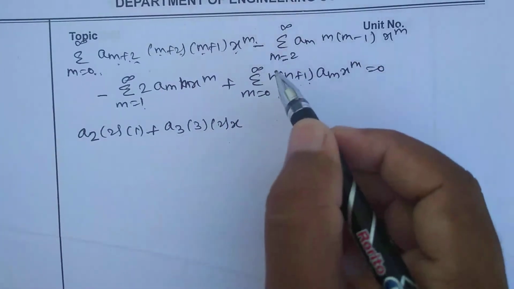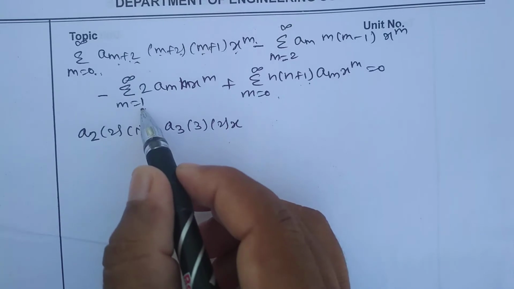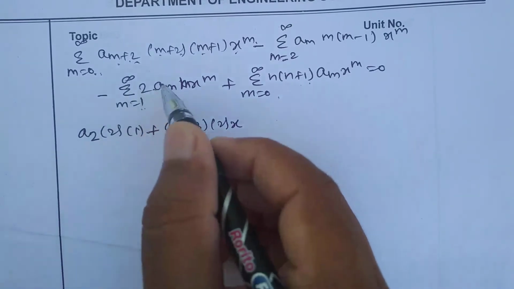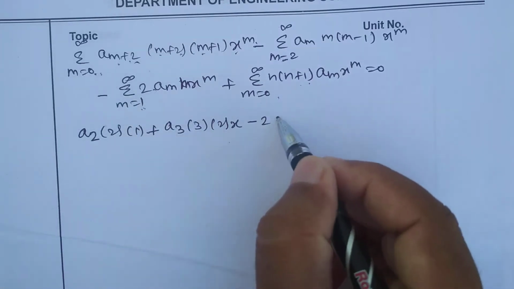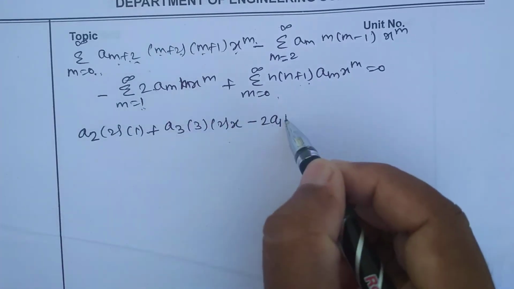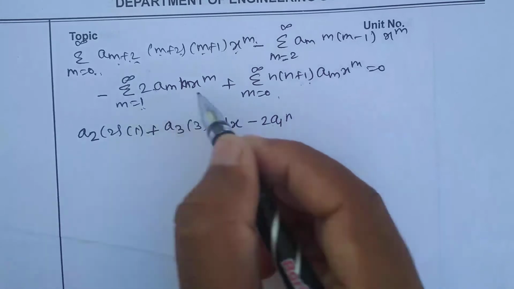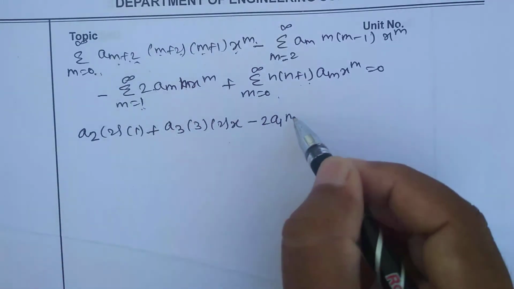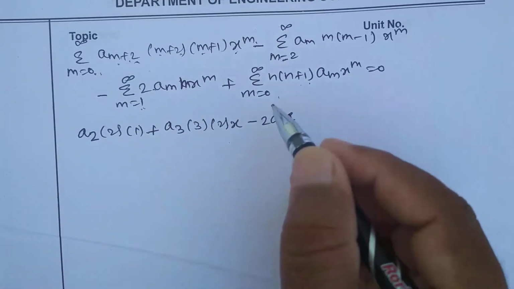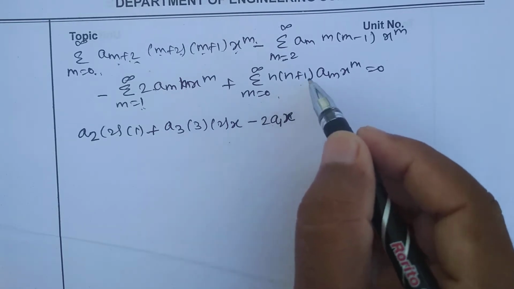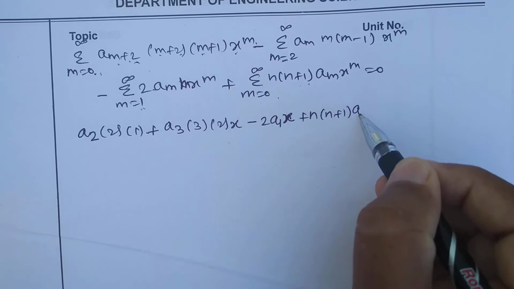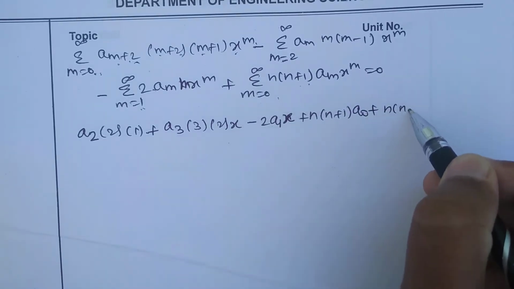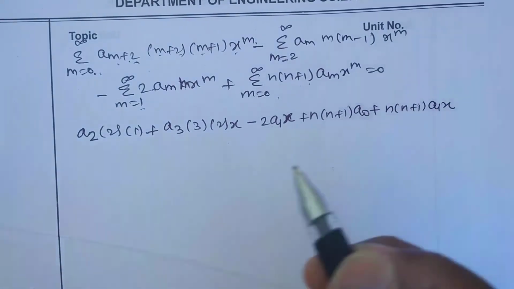Then this term, no need to put anything. In this term put m is equal to 1, so that it will start from 2. So minus, putting m is equal to 1, we will get 2 times a1 into m is equal to 1, so this is 1 into x to 1, that is x. In this term we have to put m is equal to 0 and 1, so we will get n into n plus 1 a0 plus n into n plus 1 a1 x.